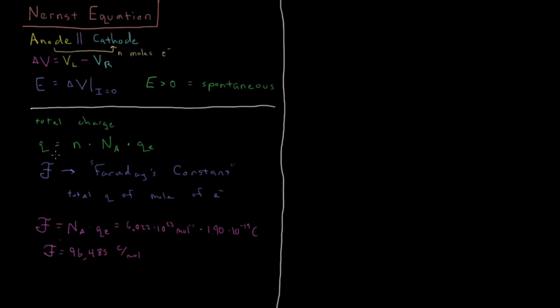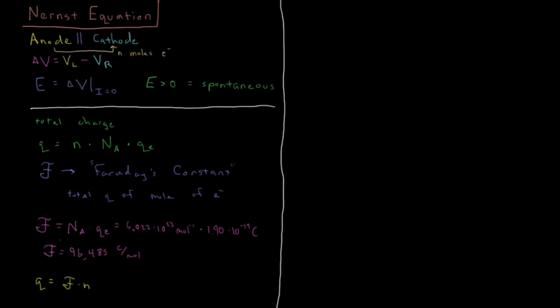So that gives us that the total charge is going to be equal to the number of moles times our Faraday constant. So now our total charge is going to equal Faraday's constant times N, the stoichiometric number of electrons which occur during the reaction.